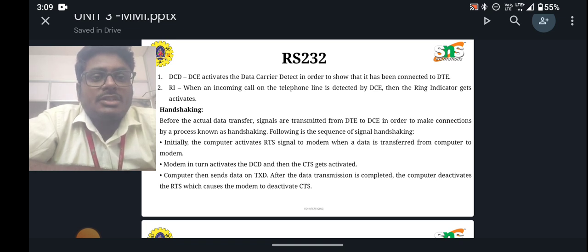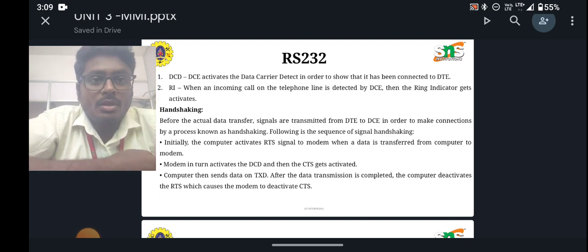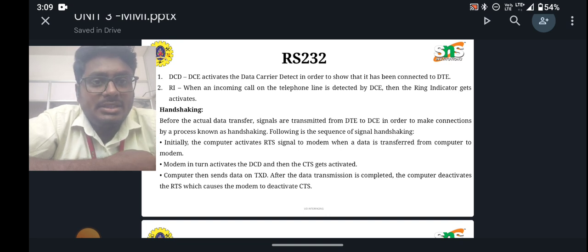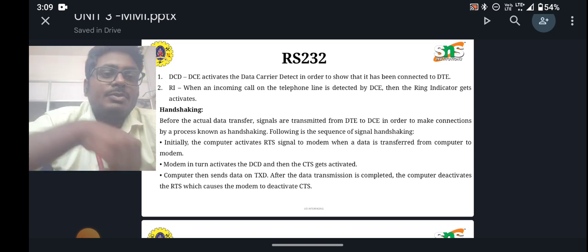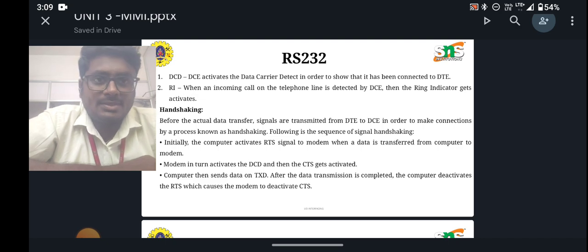Before the actual data transfer, signals are transmitted from the DTE to the DCE in order to make a connection by a process known as handshaking. Following is the sequence of signal handshaking. Initially, the computer activates the RTS signal to the modem when data is transferred from computer to modem. The modem in turn activates the DCD and then the CTS gets activated. The computer then sends the data on TXD. After data transmission is completed, the computer deactivates the RTS, which causes the modem to deactivate the CTS.